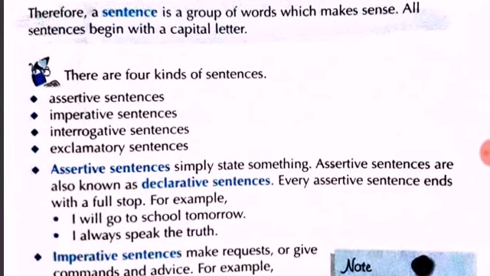Now, there are four kinds of sentences: assertive sentences, which are also called declarative sentences, imperative sentences, interrogative sentences, and exclamatory sentences.